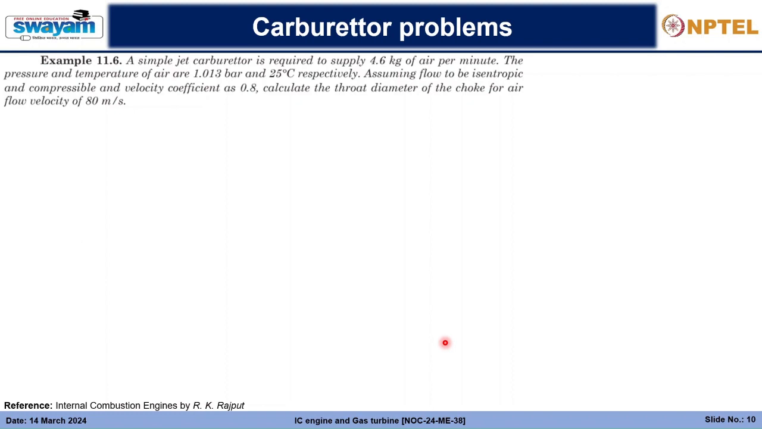Assume flow to be isentropic and compressible. If isentropic and compressible is given, then we'll definitely have to use the exact analysis. And the velocity coefficient is 0.8. We need to calculate the throat diameter of the choke for an air flow velocity of 80 meters per second. So the air flow velocity is given at the choke. Let us take a minute to understand this question and then we will try to solve it.